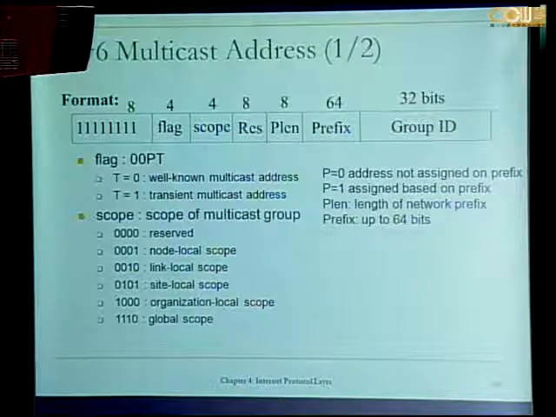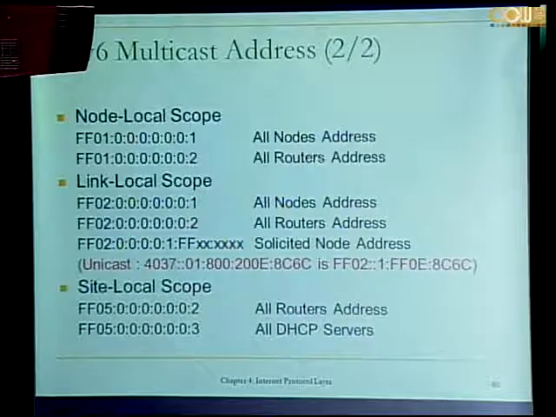Okay. So in a sense, this scope attribute will be used to limit the scope of the multicast to a smaller scale. Okay, and these are the prefixes used to specify the scope. And well, they are the special addresses for either all nodes or all routers or all DHCP servers.